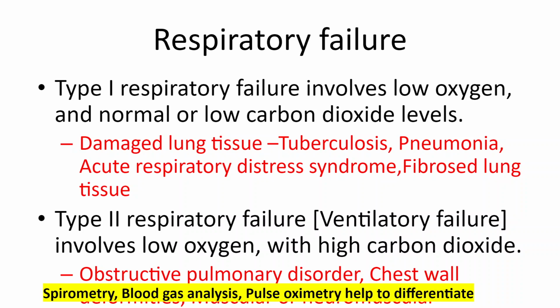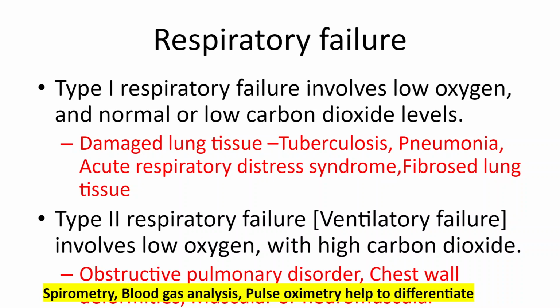Type 2 respiratory failure is a ventilatory failure, where it involves low oxygen and a high carbon dioxide accumulated. Now, in a type 2 respiratory failure, it's often due to obstructive pulmonary disorder, where the ventilation is not enough, or chest wall injury, and so on. So that's the other way. And in that condition, these differentiations are important to plan the management.